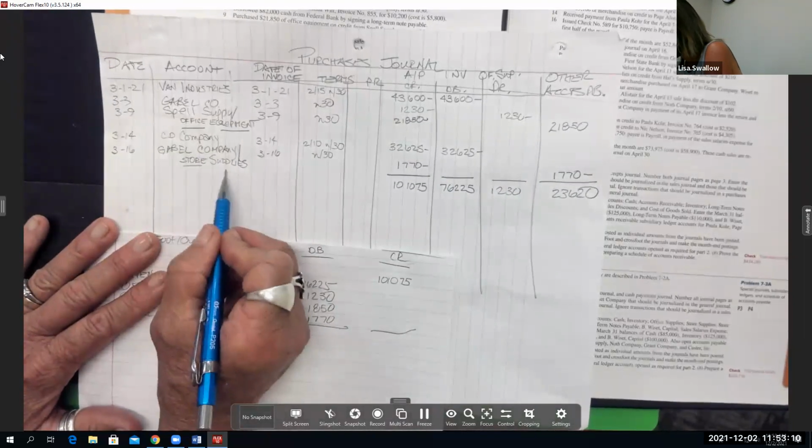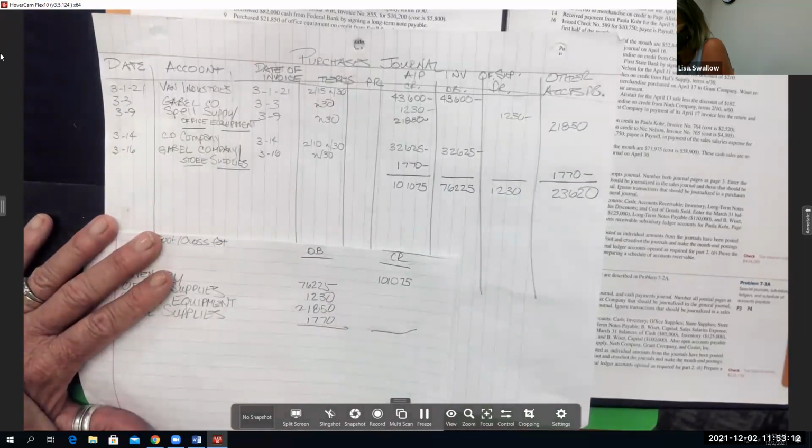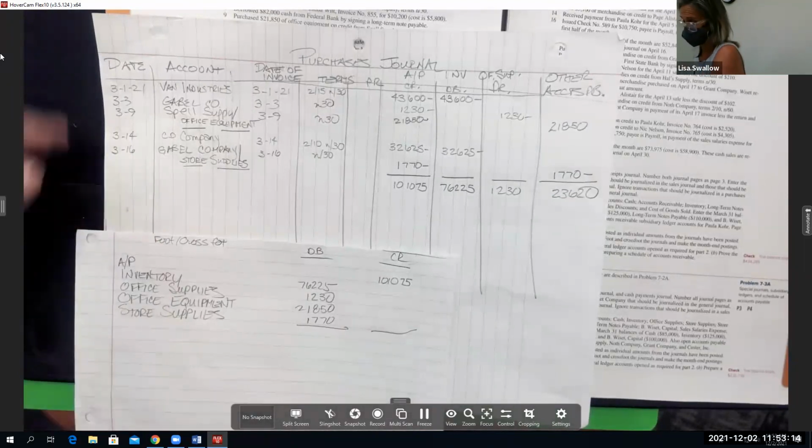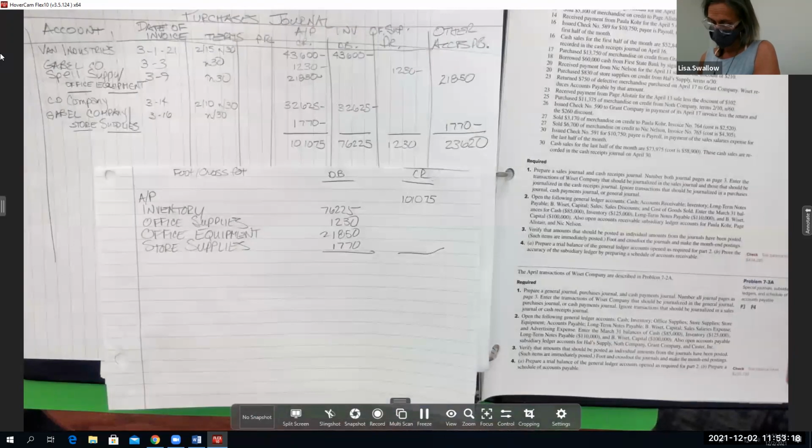Go ahead. Why do you separate the other accounts? Because are they going into the same general ledger account? No, they're not. So when I post, I've got to take them to two different accounts, don't I? Tax 225 plus 30.